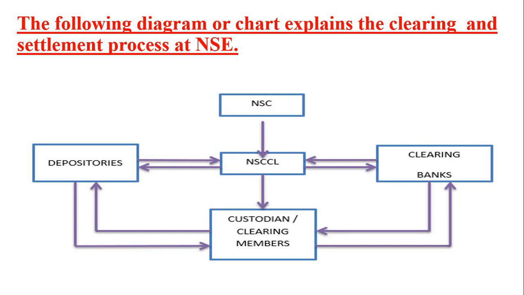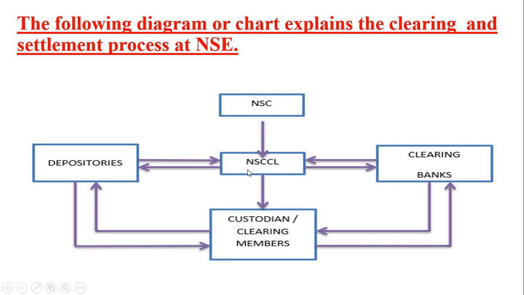The next step is payout of securities. NSCCL again advises depositories to credit the pool account of the custodian or clearing members and debit its account with the depositories. The next step is payout of funds. NSCCL advises clearing banks to credit the account of the custodian or clearing members and debit its account, and the clearing bank does it.